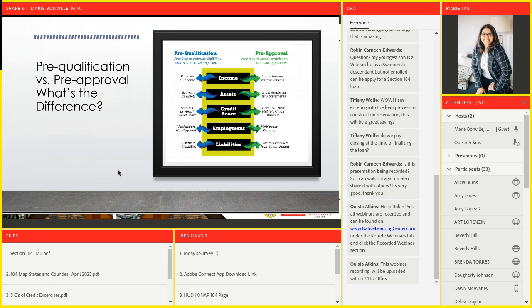as a realtor, when I'm off reservation and working with a client, let's talk fee simple, I would much rather they be pre-approved. And I'll tell you why. You look stronger to a seller when you are pre-approved.